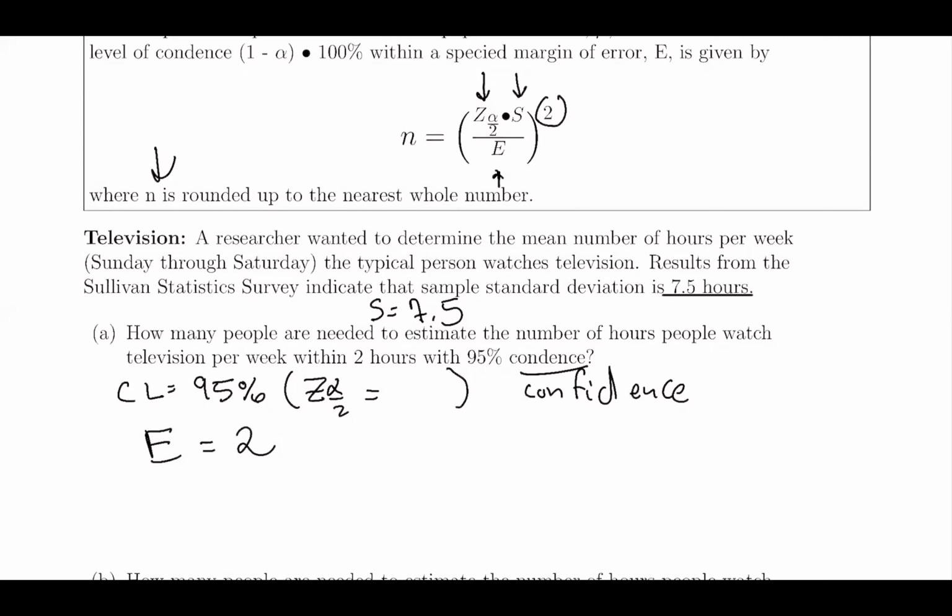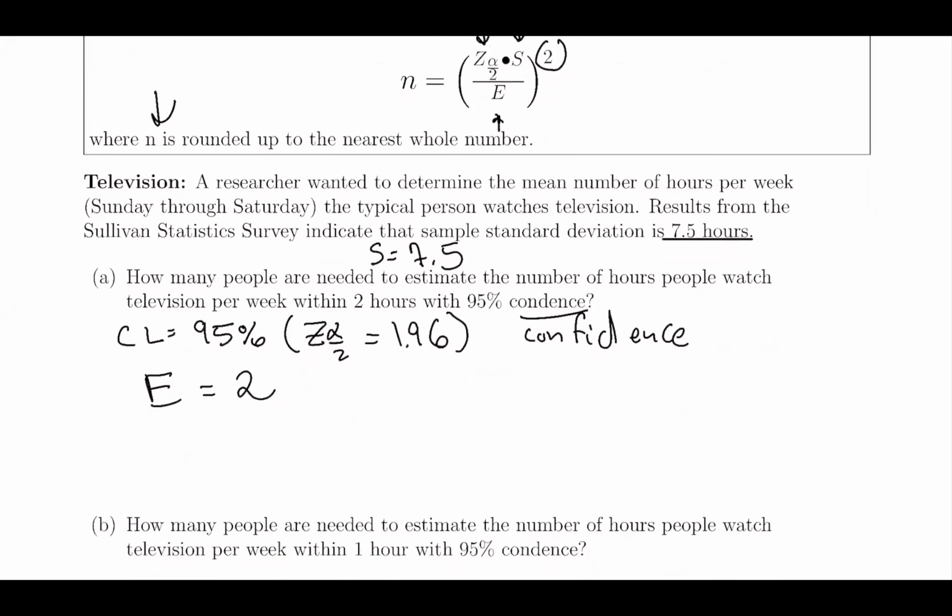1.96. All right, so if you look at it, I already know my z value is 1.96. I know my margin of error is 2. I know my sample standard deviation is 7.5. Let's go ahead and enter this into the formula and we will be done with it.